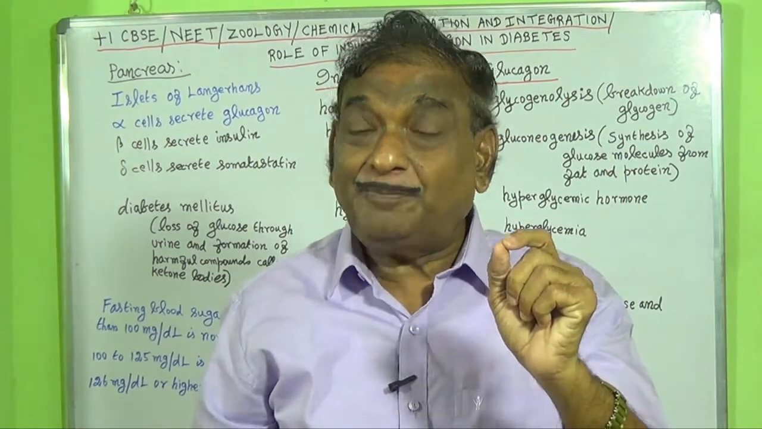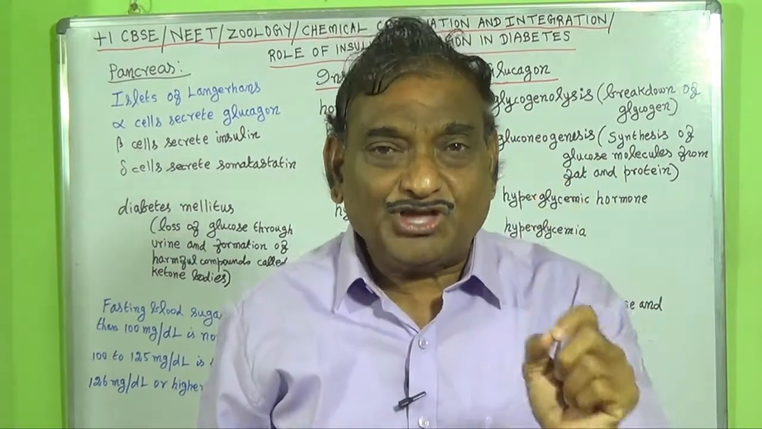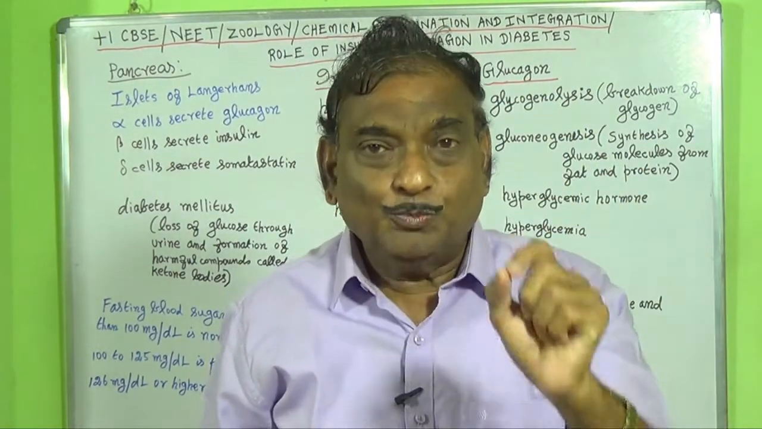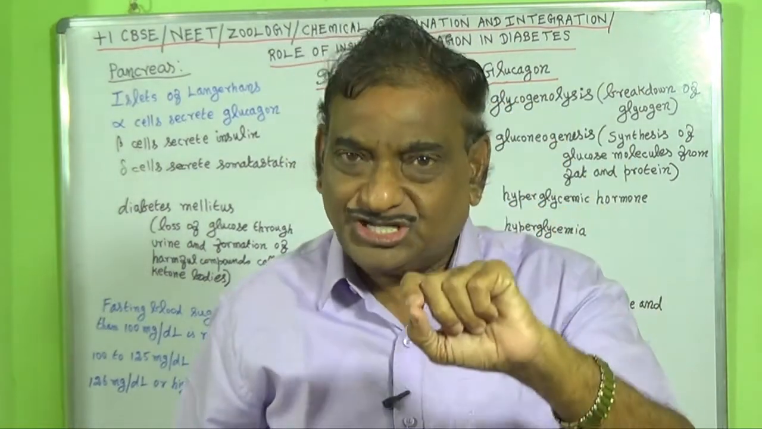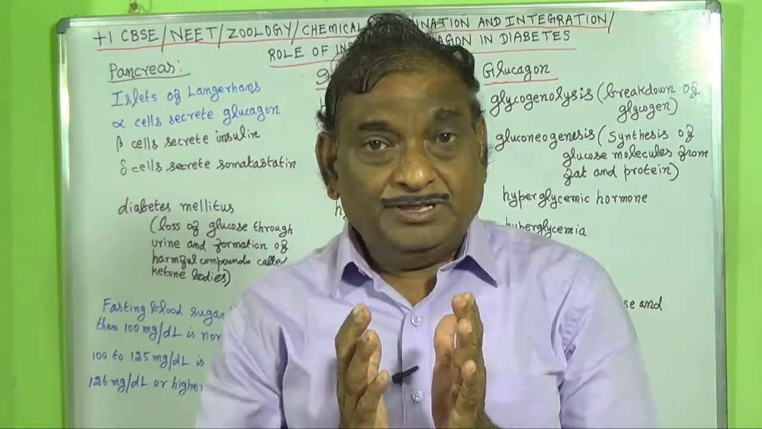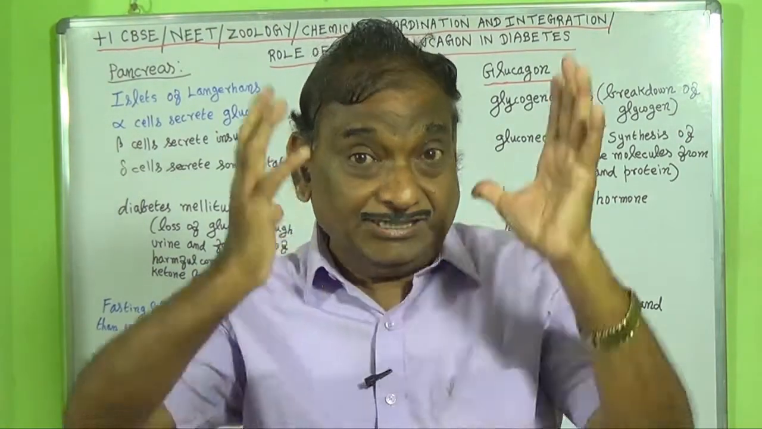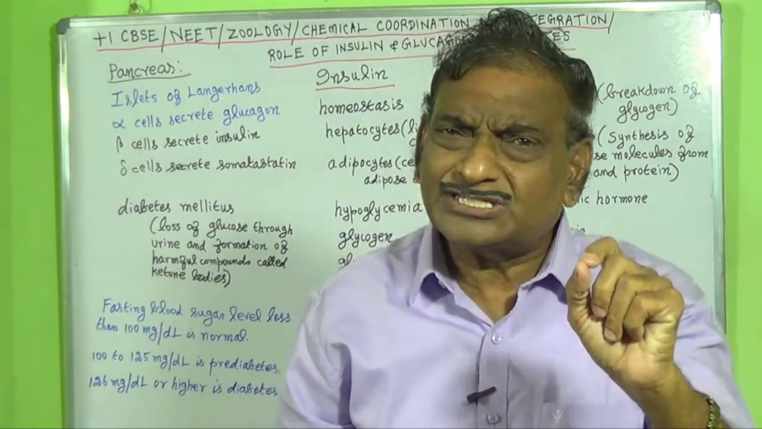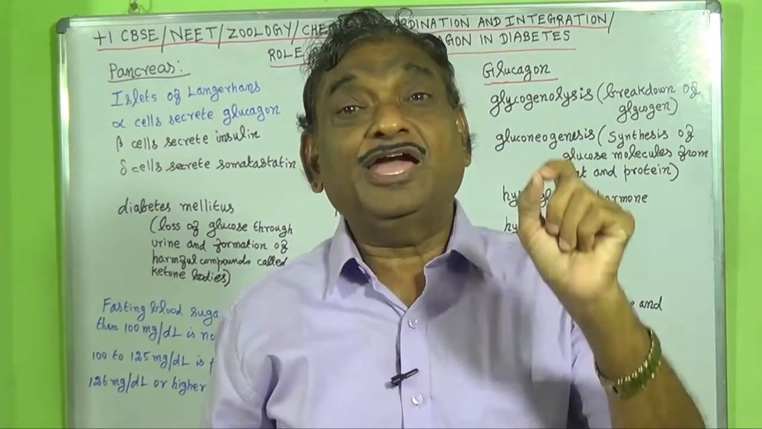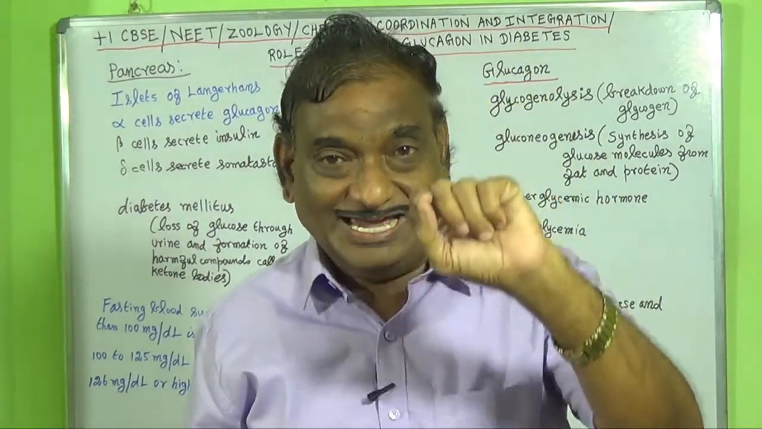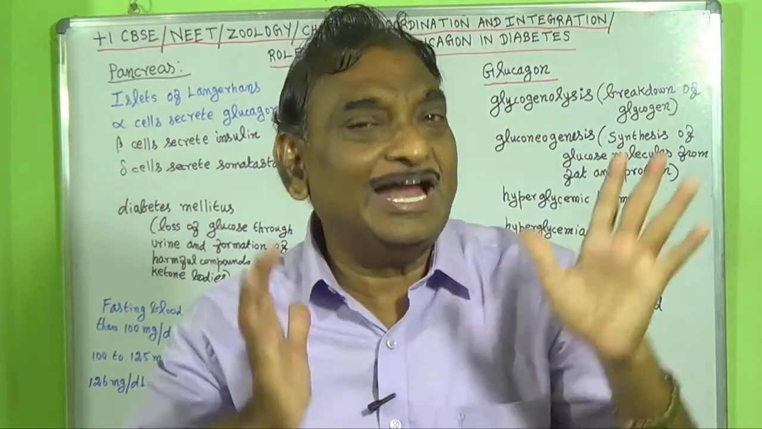The length of the pancreas is 15 centimeters. The width of the pancreas is 2.5 centimeters. And the weight of the pancreas is 85 grams. This pancreas is a composite gland. Why is it called a composite gland? Because the pancreas acts as an exocrine gland as well as an endocrine gland.